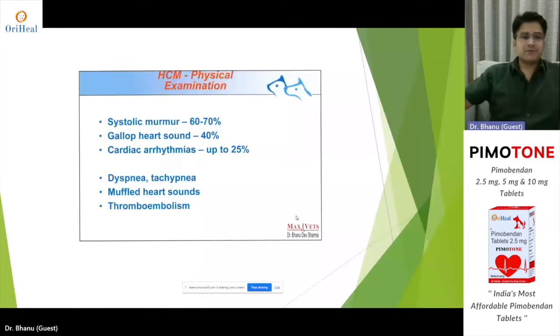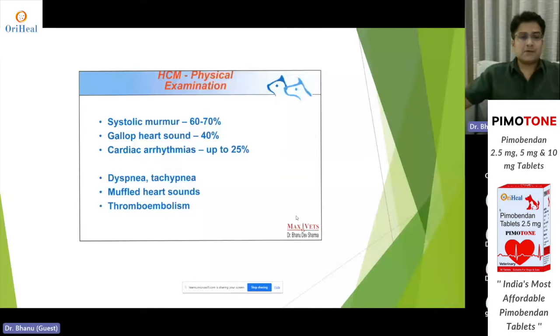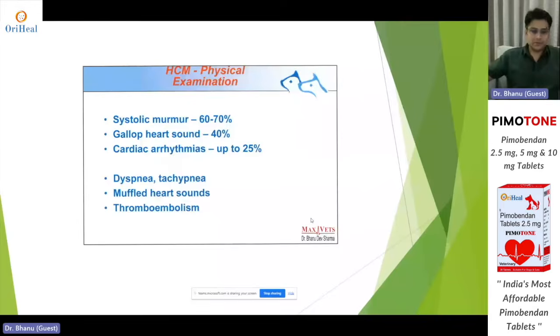On physical examination, you would hear a systolic murmur in about 60 to 70% of all HCM cases. Why the systolic murmur? We discussed this in the last seminar, but for those of you who missed that, let me tell you that the systolic murmur in HCM cases, we call SAM murmurs. That is mostly because of the systolic anterior motion of the mitral valve. The anterior mitral valve leaflet comes in contact with the IV septum in the left ventricle, and that creates a turbulent sound, which is the reason for the murmur in HCM cases.